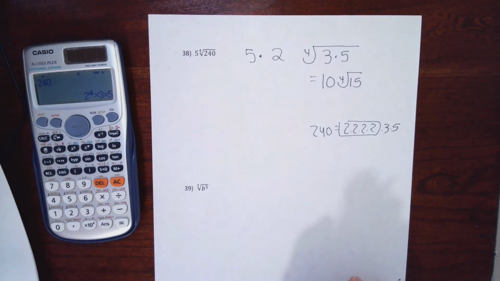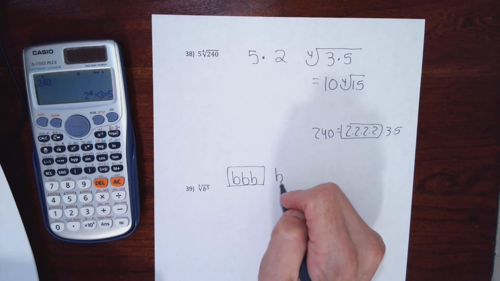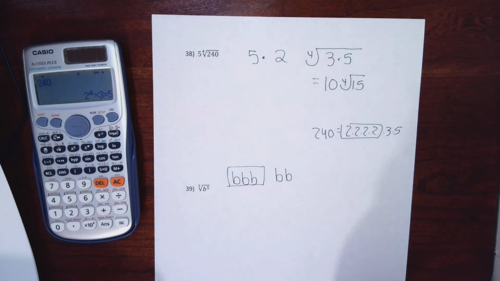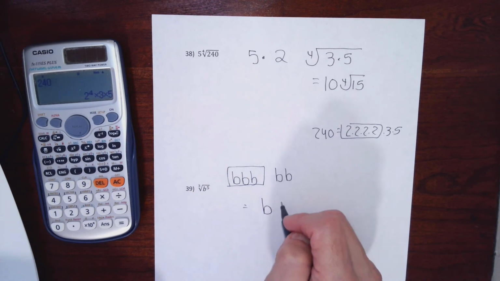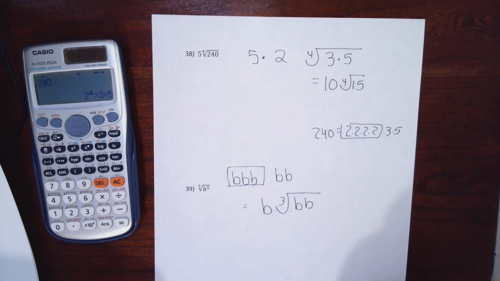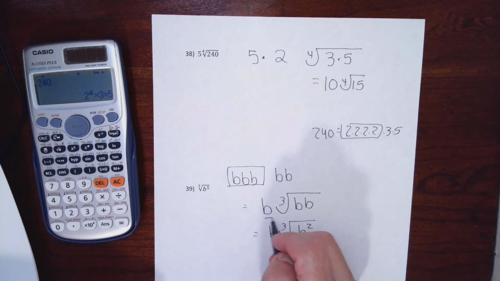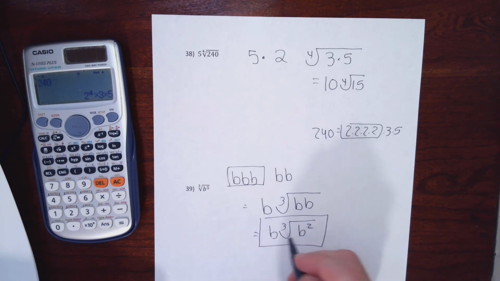39 wants me to reduce with a variable, the cube root of b to the 5th. It's going to be the same strategy. I'm going to do a prime factor tree, and a prime factor tree for b to the 5th has 5 b's being multiplied. This is a cube root, so anytime I get a group of 3, I get one of those out front, and anything that's not part of a group of 3 gets put back under and it gets multiplied. The b's that I put back under, I'm going to multiply them by adding their exponents, and I'll get a b squared. So my answer to 39 is going to be b times the cube root of b squared.